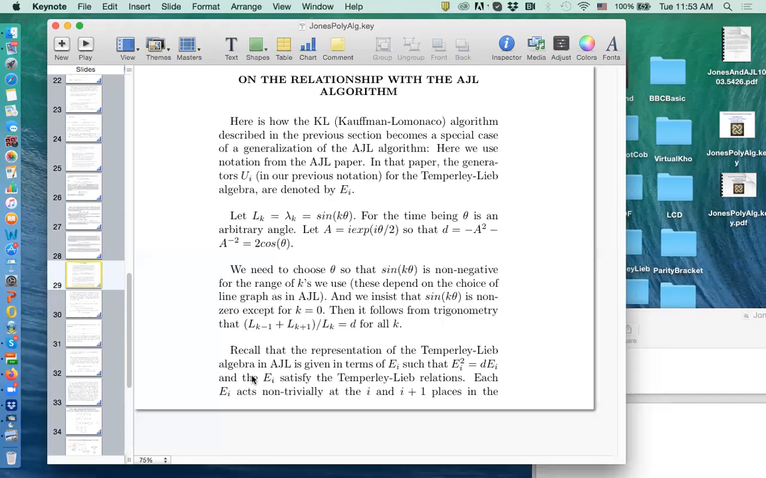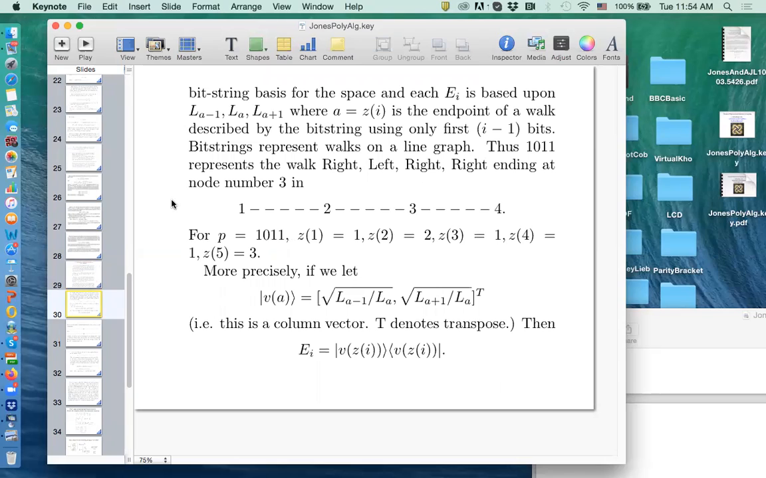So the representation is going to be given in terms of an E_i rather than a U_i. E_i squared is d E_i. They'll satisfy the Temperley-Lieb relation, and they're going to act non-trivially on the i and i plus first places in the bit string basis for the space. You'll see. And each E_i is based upon these lambda i's. And a, an important thing, is the endpoint of the walk described by the bit string that you're using.